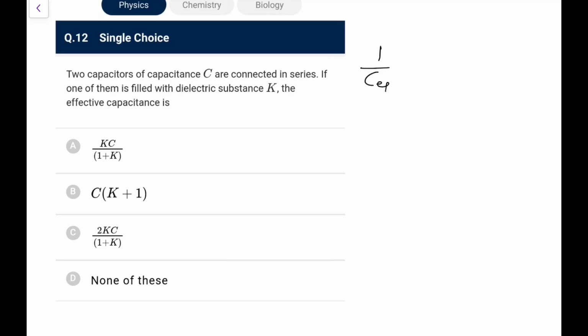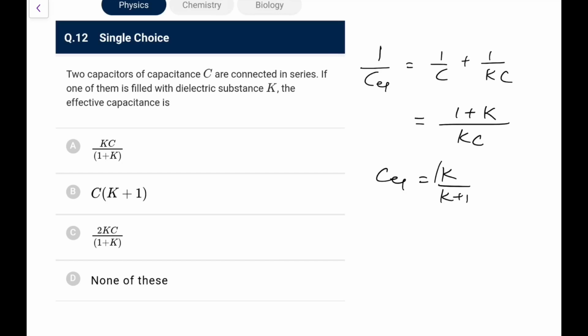we will say 1 upon C equivalent is 1 upon C plus the other one will become KC. So it becomes KC common, it becomes 1 plus K. So C equivalent will become K upon K plus 1 times C. So this would be option A in this case. Next one.